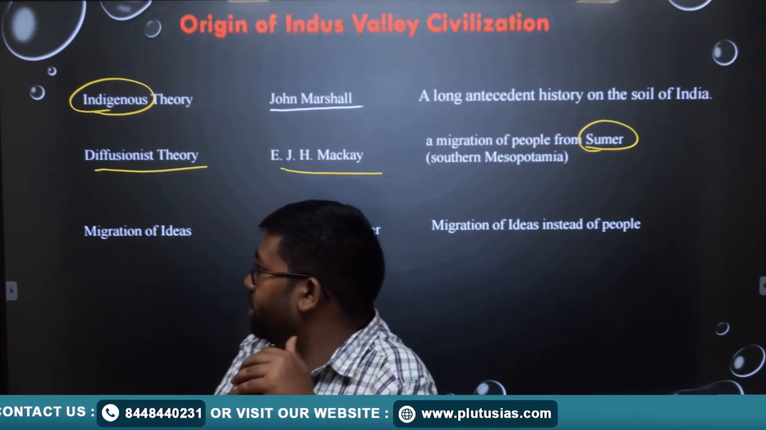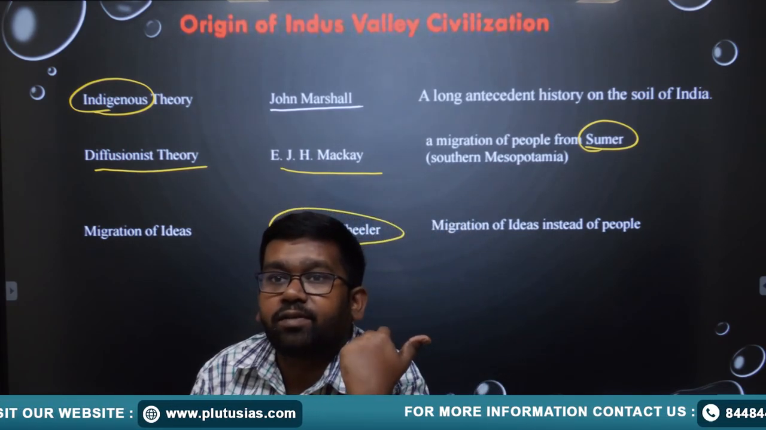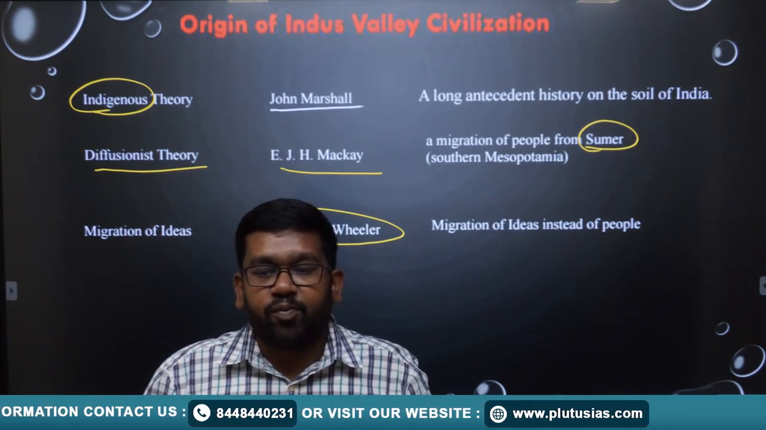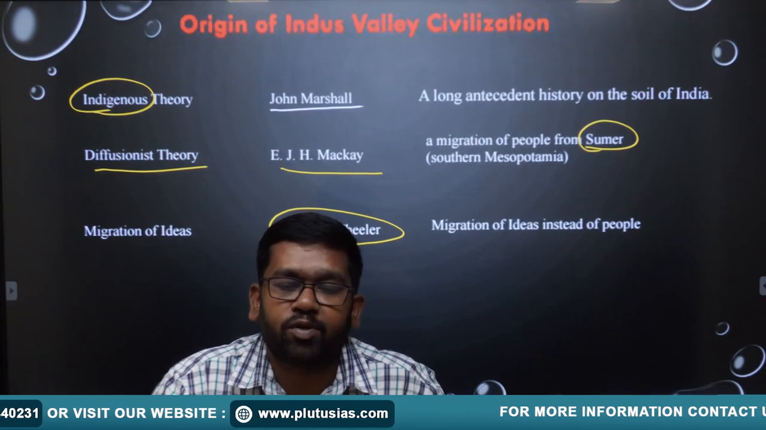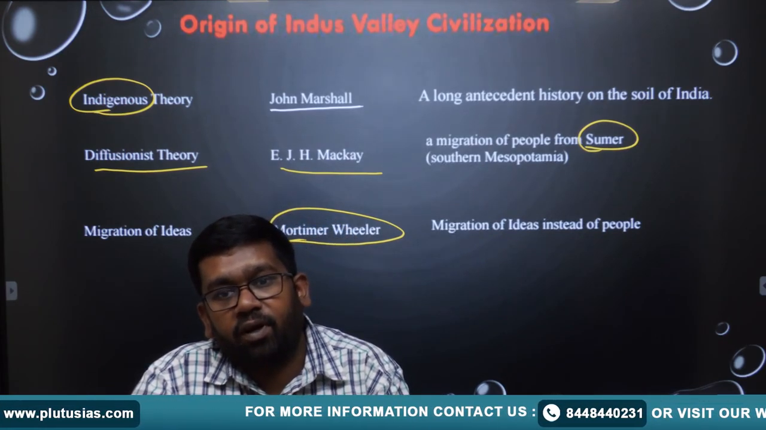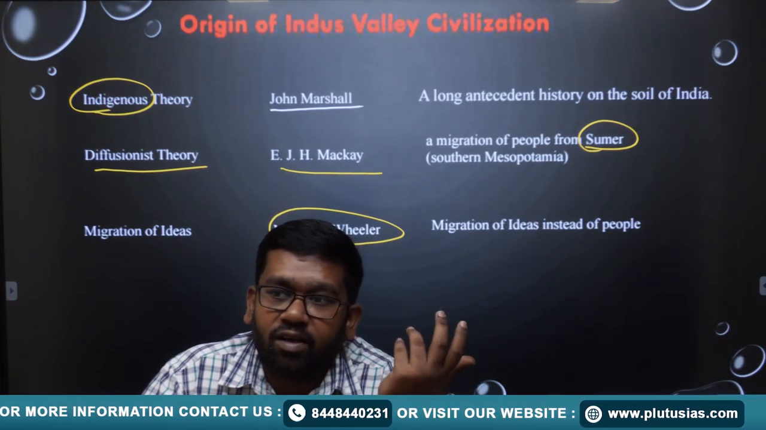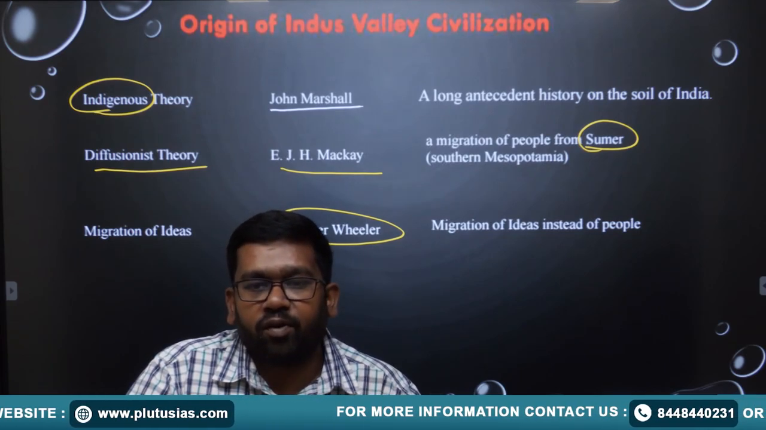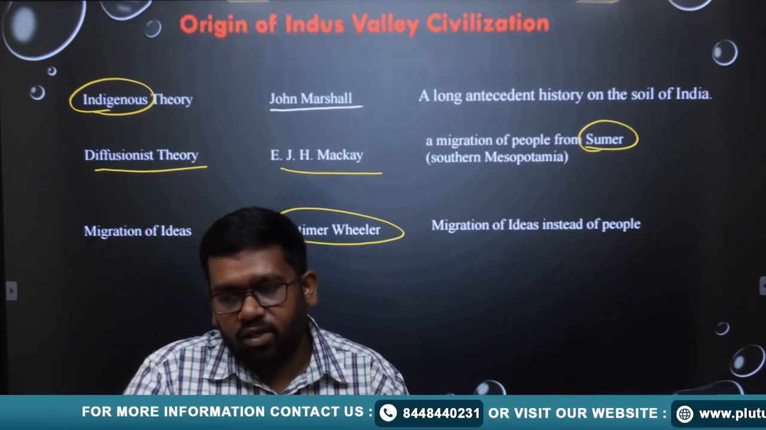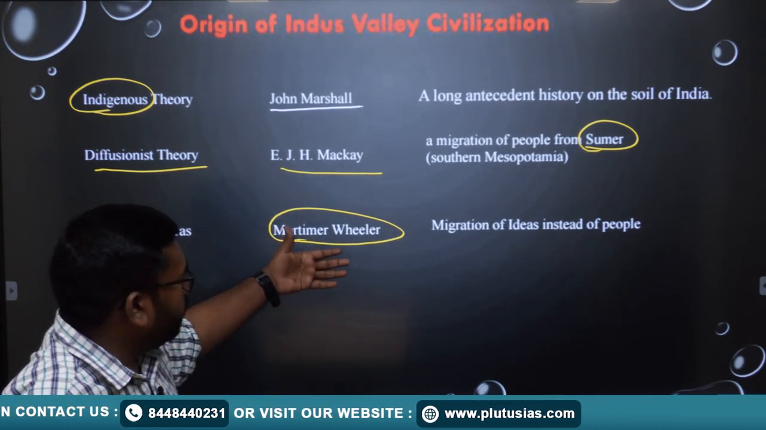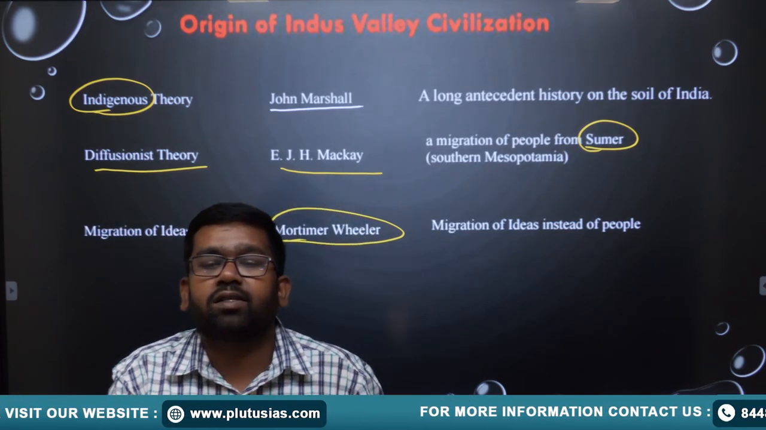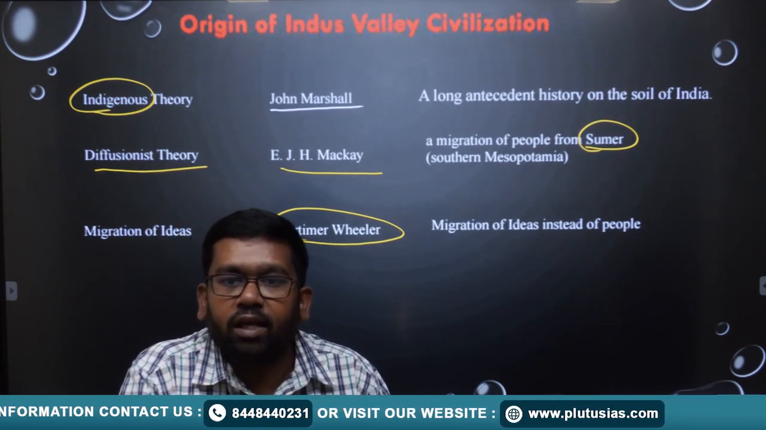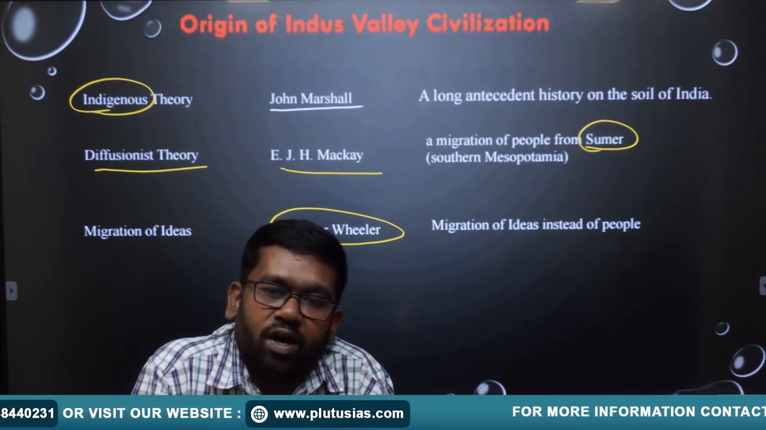Whereas there is another set of ideas, forwarded by Mortimer Wheeler. He says that people did not migrate as the diffusionist theory argued, because we have many items here which are not available in the Mesopotamian civilizations. So he said that instead of people, the ideas migrated. The ideas of civilization may have migrated from the Mesopotamian region to the northwestern part of India, and then the people of the Indus Valley established an urban organization on those ideas. So this is the debate on the origin of the Indus Valley civilization: the people were indigenous and the idea may have come from that region. That is why they had a very vast urban organization.